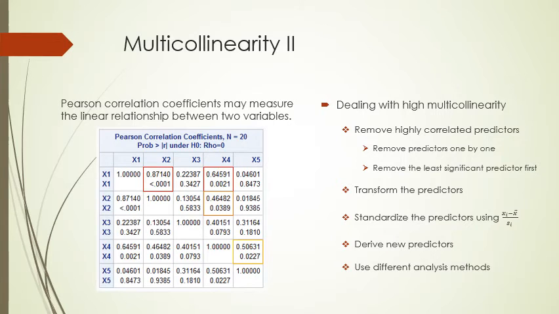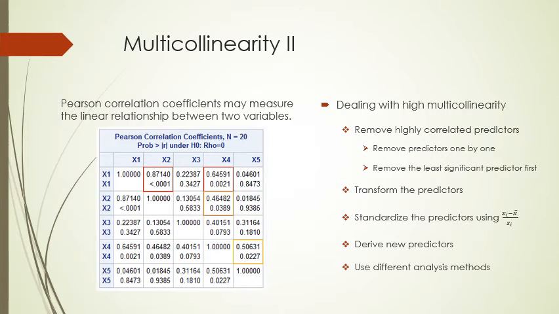The sample size is 20 and the null hypothesis is rho is 0. We may reject the null if the p-value is less than 0.05. For example, the table shows that x1 is strongly correlated with x2. Rho is 0.87 with the p-value less than 0.0001. Also, x1 is moderately correlated with x4, and rho is 0.65. In addition, x4 is weakly correlated with x2 and x5, both significant at 5% level.